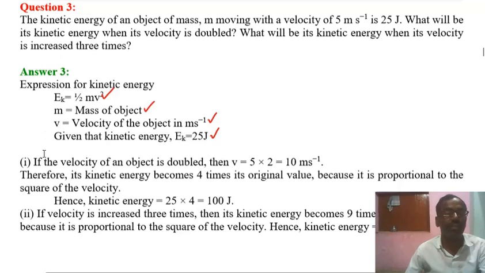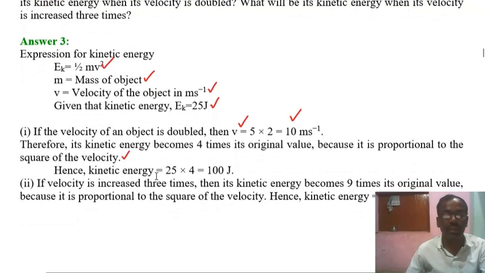For the first part of this question, if the velocity of an object is doubled, then it will be 10 meter per second. Therefore, the kinetic energy becomes 4 times its original value, because it is proportional to the square of the velocity. Hence the kinetic energy equals 25 into 4 equals 100 joule. Hope that there is no problem understanding this section of question number 3.